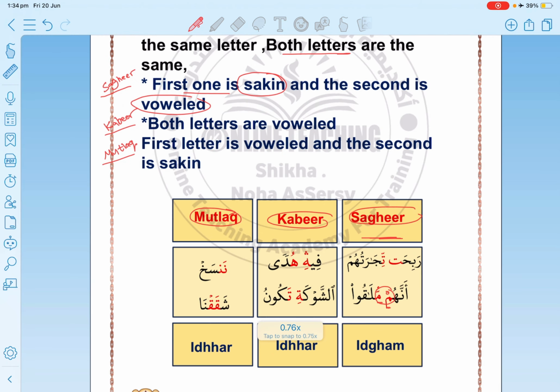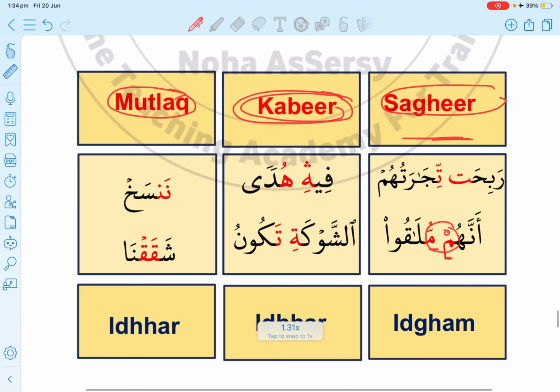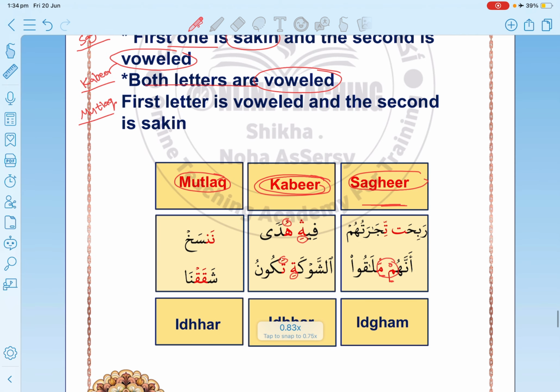The second type we have is the kabir. Here, both letters are voweled, both of them have harakat. The first letter has haraka and the second one has haraka: فيه هدى، فيه هدى، الشوكة تكون. Both of the two letters are voweled, and here we apply idhar.